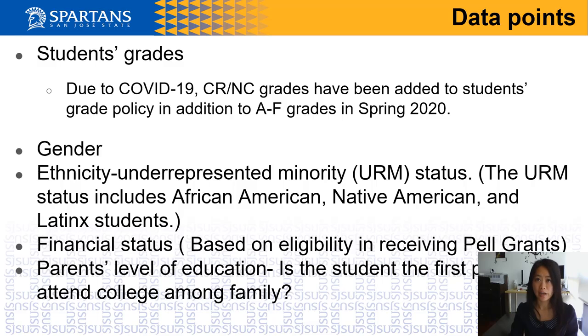The next one is financial status. We base this on whether students are eligible to receive the Pell Grant. The next is parents' level of education, that is, whether students are the first in their family to attend college. And for language background, we study, for example, whether students' first language is English or not, and whether they are monolingual or multilingual. Multilingual means at home they probably speak more than one language, and monolingual means just one.